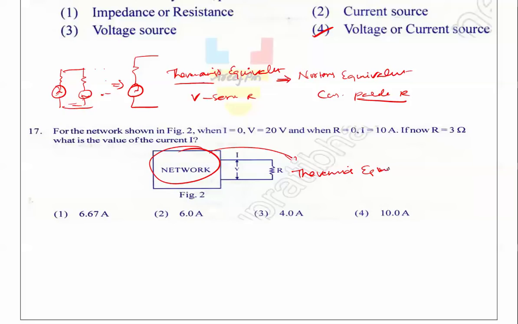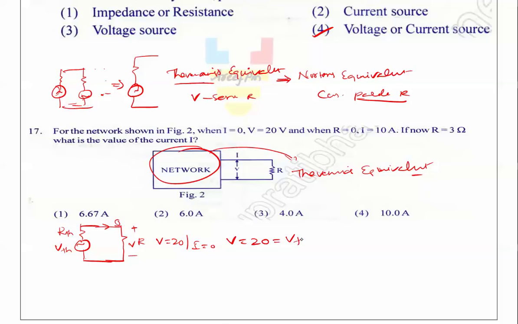In Thevenin's equivalent, we will take it as a voltage source in series with resistance, so VTH and RTH. This is the network that I have assumed here. Here we have R and the current is I. When I is equal to 0, that means the current is 0, so the voltage that appears across here is V. So V is 20 at I equal to 0. That means V is equal to 20, which is equal to VTH. Why? Because no voltage drop exists in the network circuit here. So VTH is equal to 20.